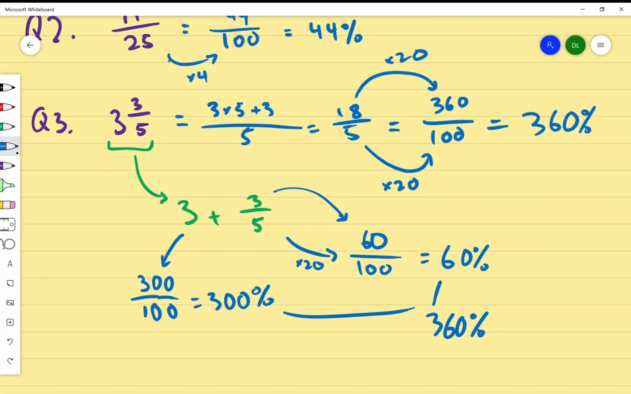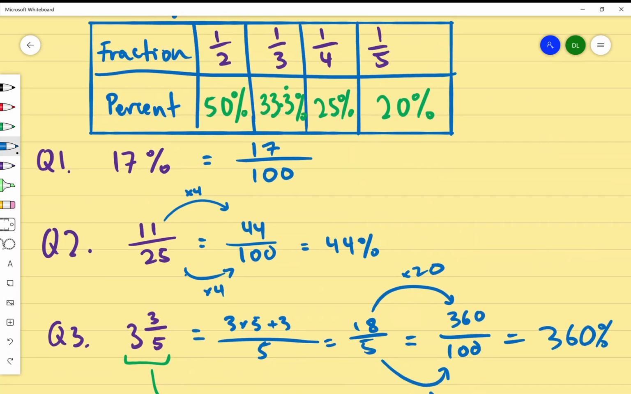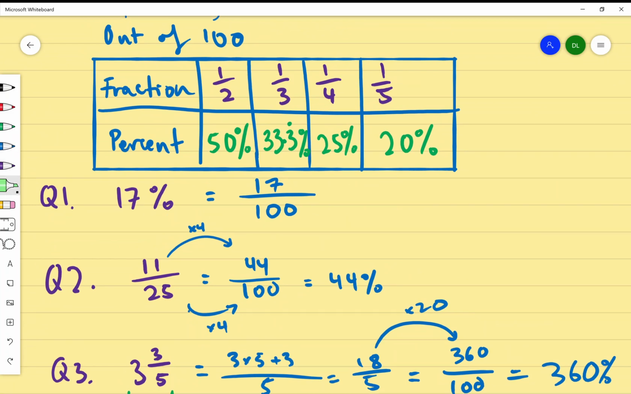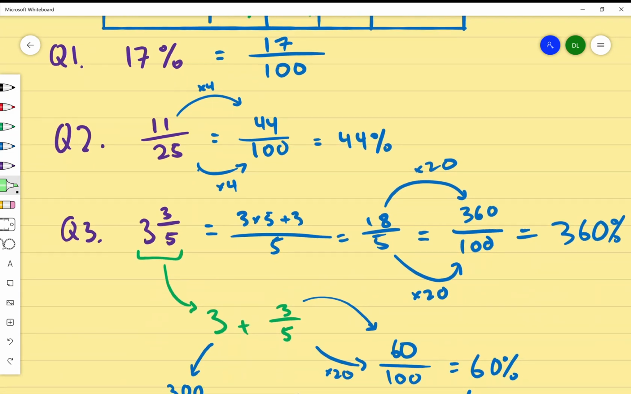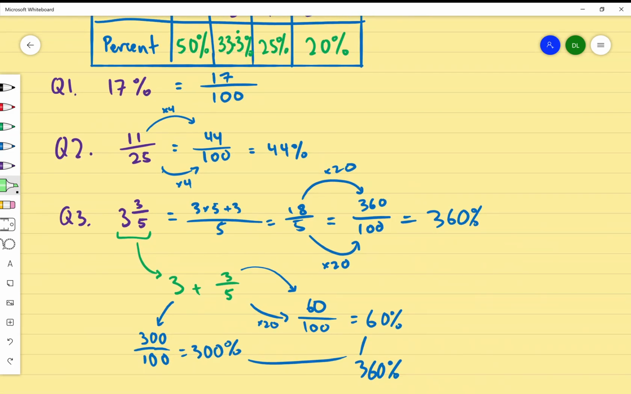Yes, Taylor? If you remember that 1/5 equals 20%, then you could do that. Absolutely. Remember, if we refer back to our table, 1/5 was 20%. So 3/5 should be 3 times that, 3 times 20 is just 60. So it really is just practice. I'll let you guys get started. Any questions? Sweet, let's get going.